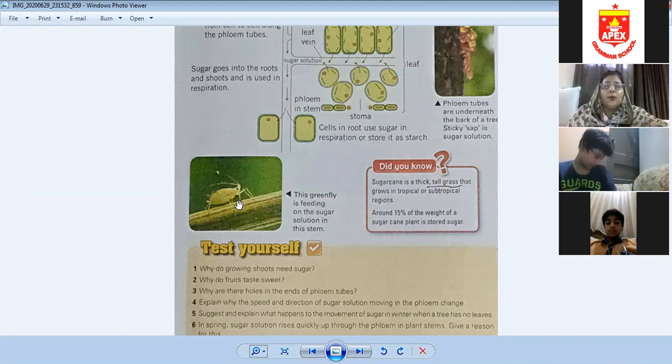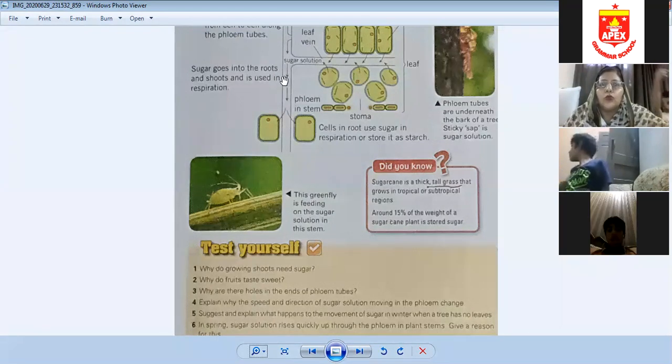So simply in words, we can say that all plants make strong sugar solutions in their body, and it is transported in their body through phloem tubes. So some sugar solution comes to the root.